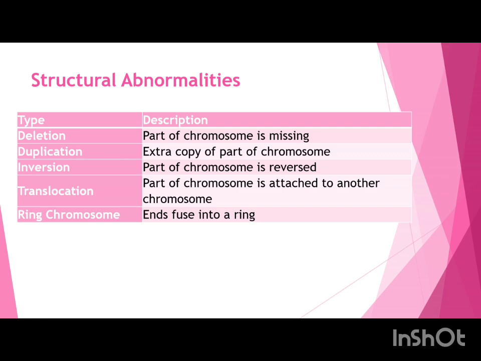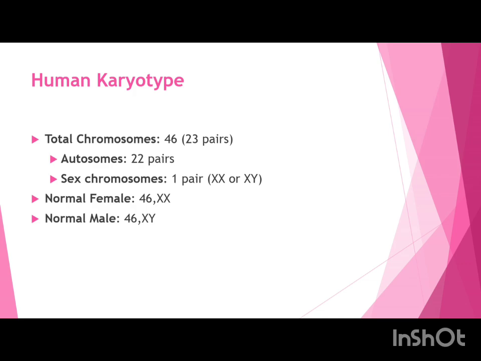Normally, when we talk about chromosome structure, it has telomeres at the end, and telomeres have the tendency not to attach with other chromosomes. But if that property is missing, then the chromosomes can form a ring structure. Now, when we talk about human karyotype, we will find that total chromosomes are 46, 23 pairs, 22 are autosomes, and one pair is sex chromosomes. Either it will be XX or XY. The normal female has 46 with XX, and normal male will have 46 with X and Y.